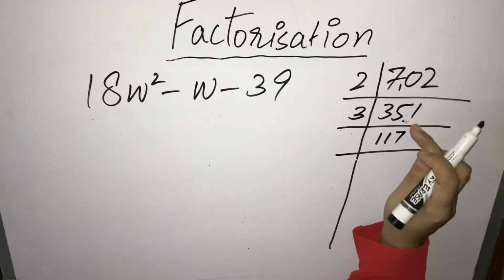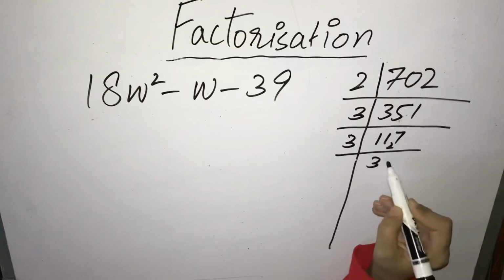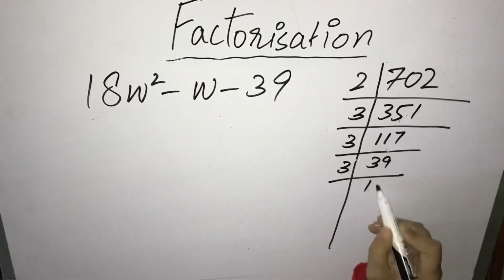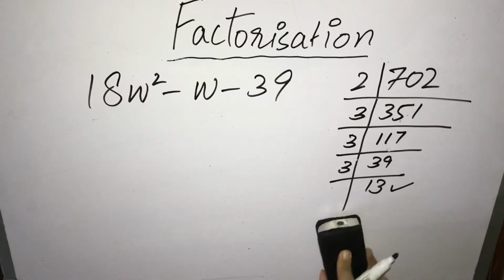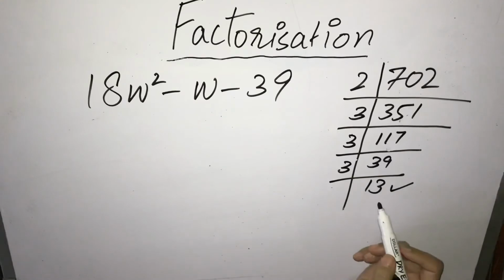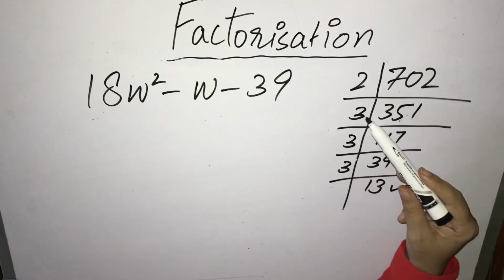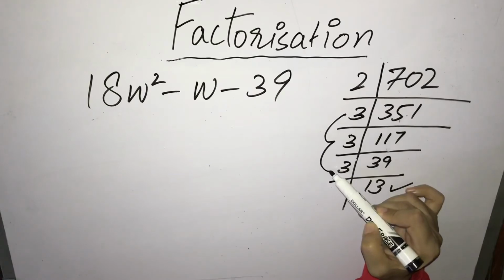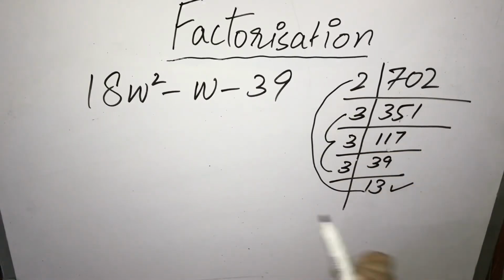Again with 3, 3 3s are 9, 10, 11, 3 9s are 27. Again with 3, 3 13. Okay, this is a prime number, so you cannot go ahead. If one number is prime, let's multiply all other numbers. 3 3s are 9, 9 3s are 27. Okay, if I take 27 from these 3 and 13 2s are 26 from these 2, you can see we need the gap of 1.